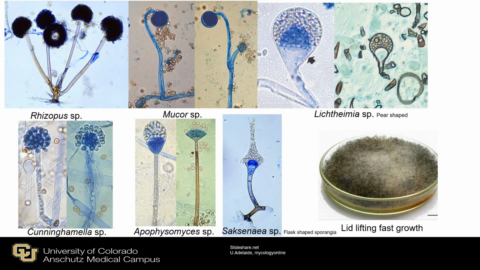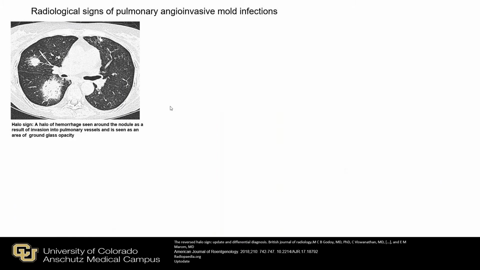Mucor does not have any rhizoids. Lichtheimia has this nice pear-shaped sporangium. And you can see Cunninghamella looks like a flower, and Saksenaea looks like a chemistry beaker tube to me. It'll grow very, very fast and lift the lid overnight. So if you don't tape the fungal culture, the spores are going to contaminate your entire fungal lab. So very aggressive molds. What are the radiological signs of pulmonary angioinvasive mold infections?